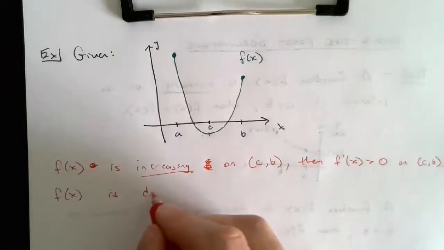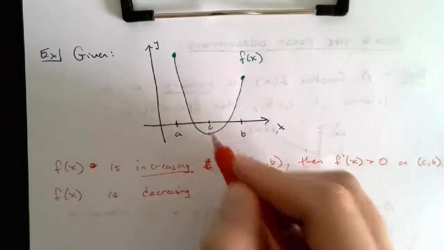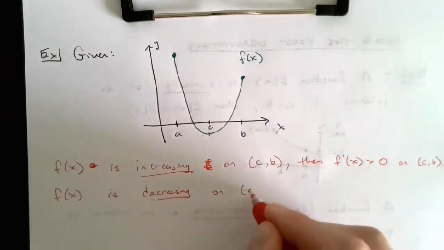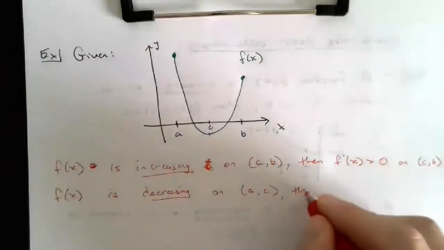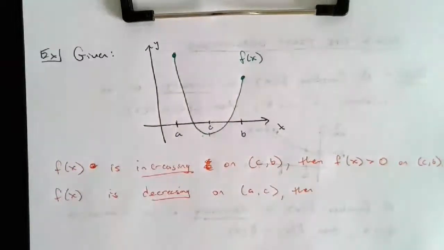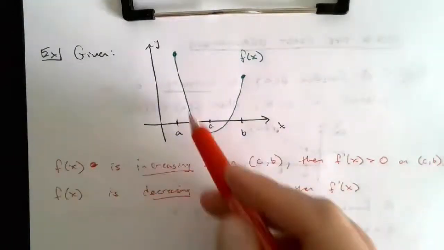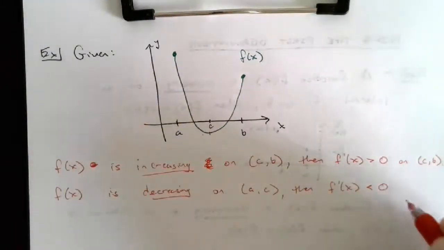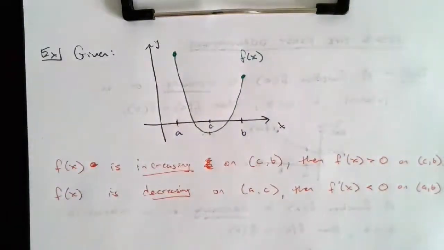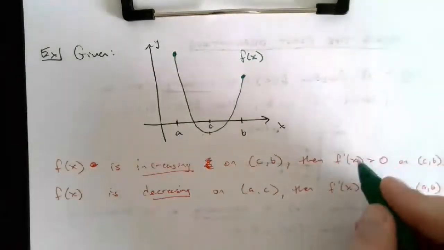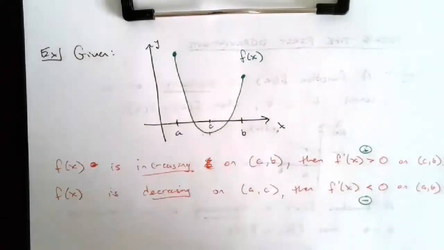In a similar way, where is the original function f of x decreasing? It's decreasing from the starting point here, A, up until C. So it's decreasing on A to C over that interval. Remember, these are the x values, and we don't include the endpoints when we're talking about increasing or decreasing. Then, tell me about the first derivative there. The slopes of the tangent lines, if it's decreasing, will be negative. So f prime of x is less than 0 on the interval from A to C. In other words, the slopes of the tangent lines are positive if the original function is increasing, and the first derivative is negative if the original function is decreasing.